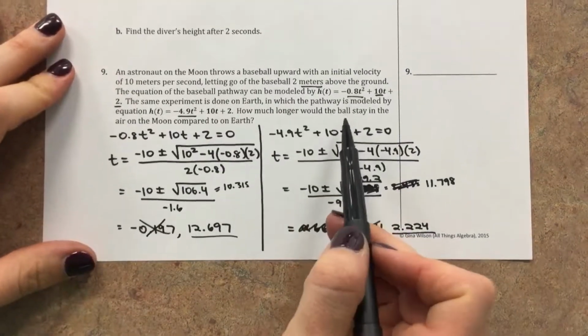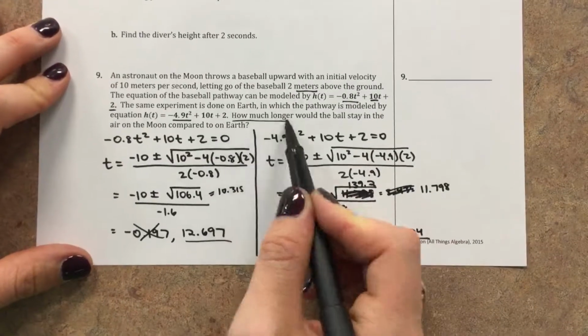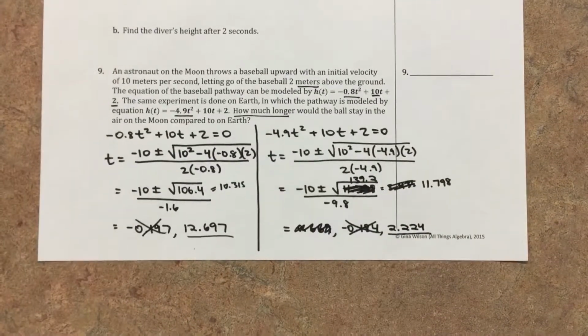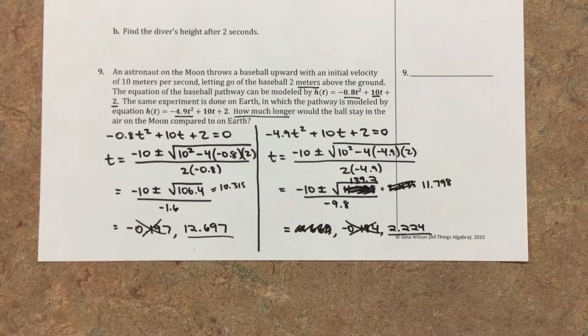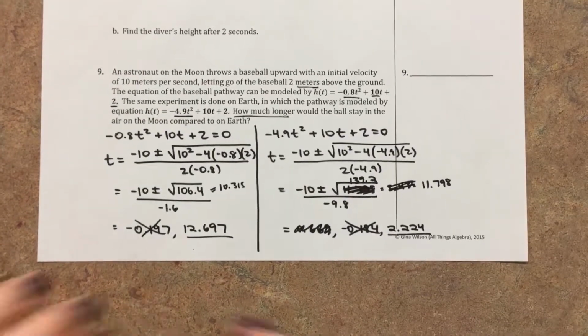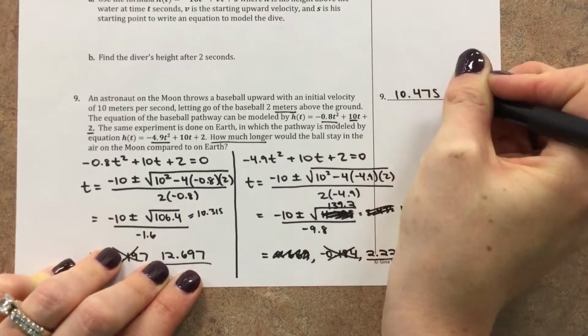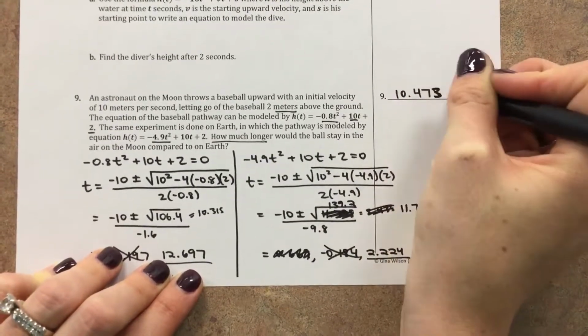How much longer would the ball stay in the air on the moon compared to on Earth? So how much longer means we want the difference between these two. So I'm going to type in 12.697 minus 2.224. And what that gives me is 10.473 seconds.